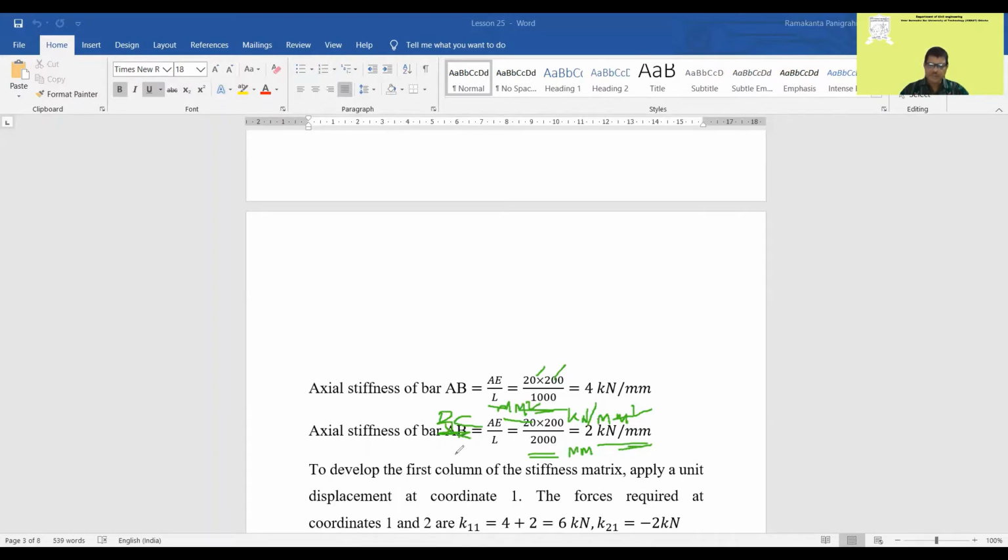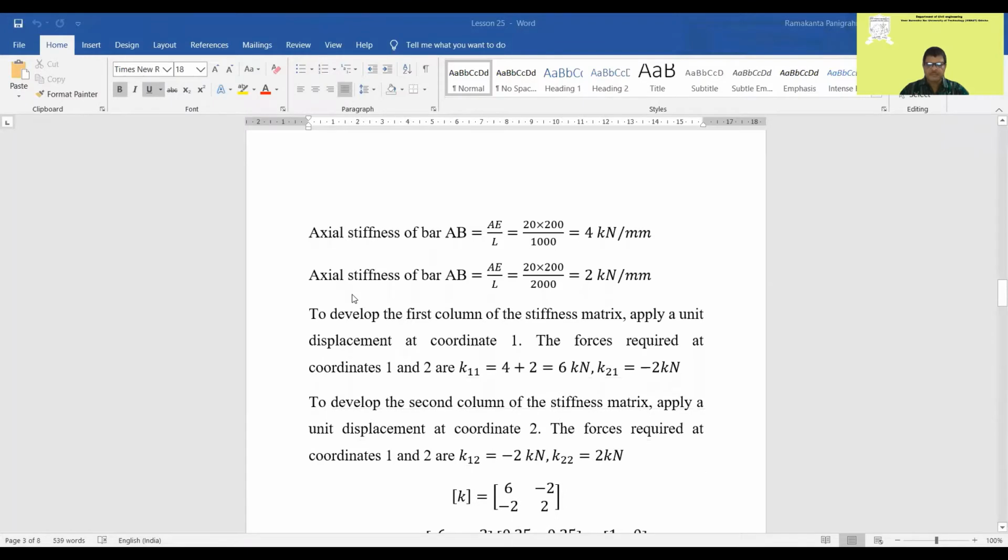Now, we'll find the stiffness matrix. So how to find the stiffness matrix? Now you see, to develop the first column of the stiffness matrix, we have to apply a unit displacement at coordinate 1 and find out the forces required at 1 and 2. That is the concept we have used for beams also. Now if you are applying a unit displacement at coordinate 1, then find the force required at coordinate 1 and coordinate 2.